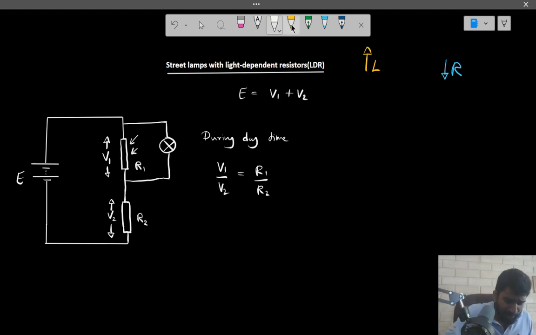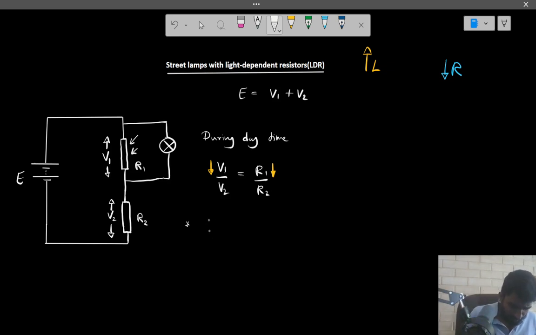Okay. Then during daytime, R1 is very small. So V1 is also very small. I explained why it is small in the previous video. You can go and watch the function of a thermistor. So you don't get enough potential difference to turn on the lamp. During daytime, the light intensity is greater, so resistance is smaller. So we do not get enough potential difference to turn on the light.